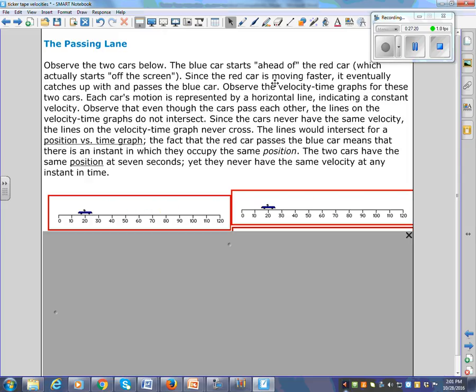So what will the position time graphs look like for this? Will they be curved or will they be straight? Well, I will tell you this, it's kind of hard to see it, but both of them are moving at constant velocity. Neither one is accelerating. So both of the position time graphs will be straight. Which one will be steeper? Red.